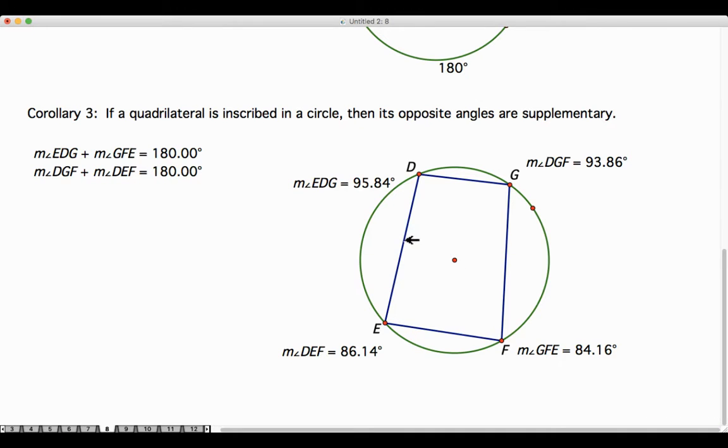Same with these two. If we look at the angle here, the arc from D to F is cut off. If we look at the angle here, the arc from D to F is cut off. Well, together they cut off the whole circle, 360 degrees. Each is half of the arc that it cuts off, and therefore they will add up to 180. Pretty cool.